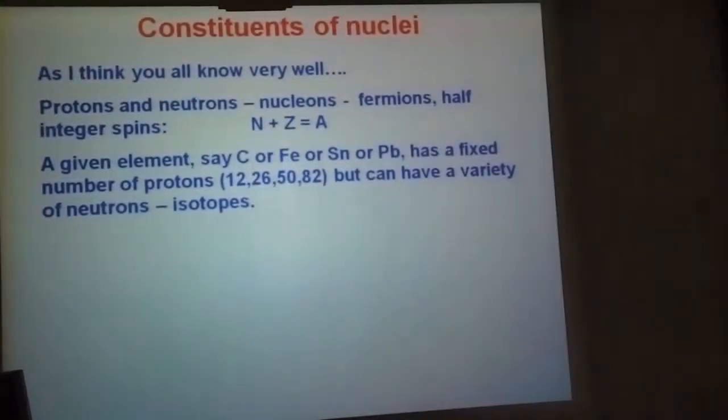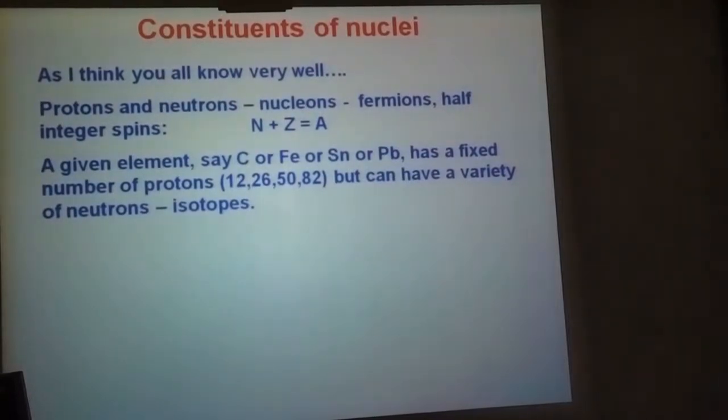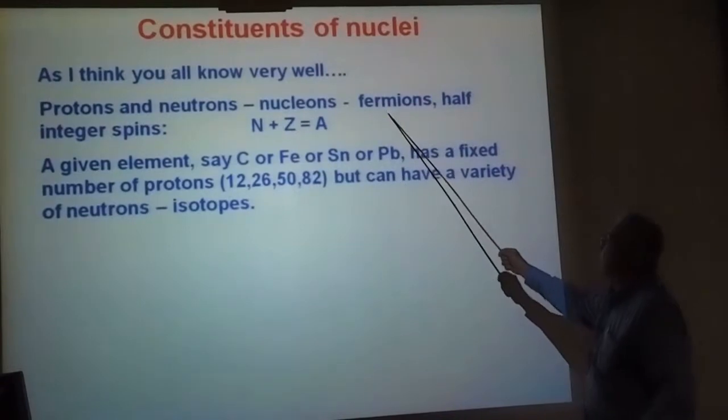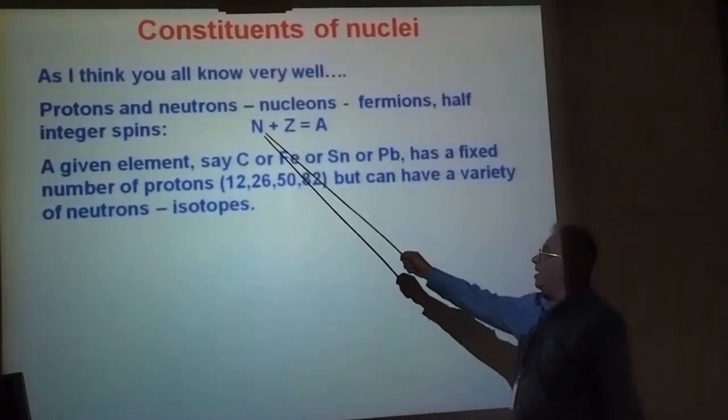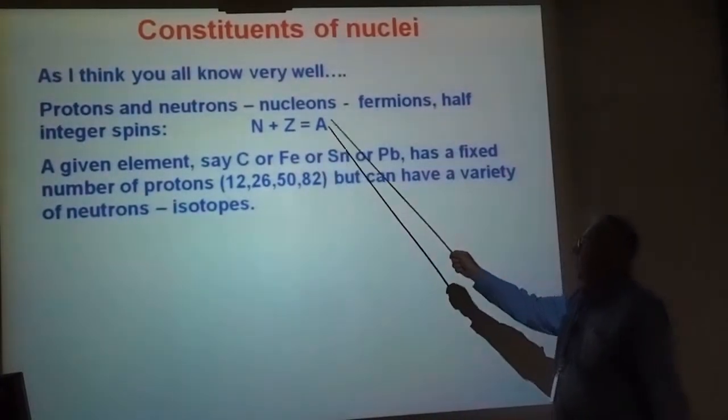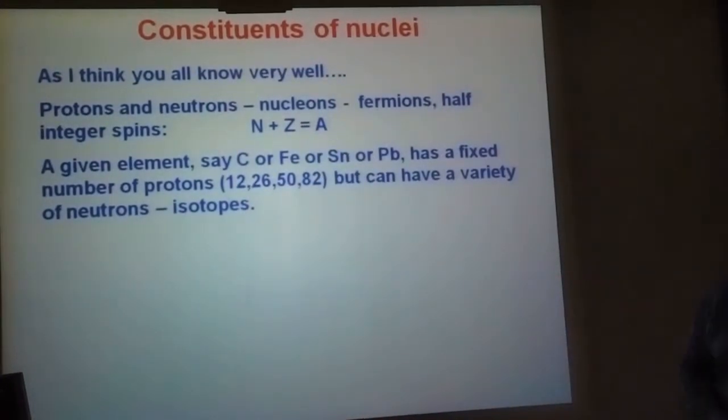I think you all know this, but since I don't know what levels you're at, I'll start at the beginning. Nuclei have protons and neutrons in them, called nucleons. They're fermions. They have half-integer spins. Number of neutrons is called n, number of protons z, and the sum of them is a. Okay, you all know this, right? Everybody knows that? Okay, good.